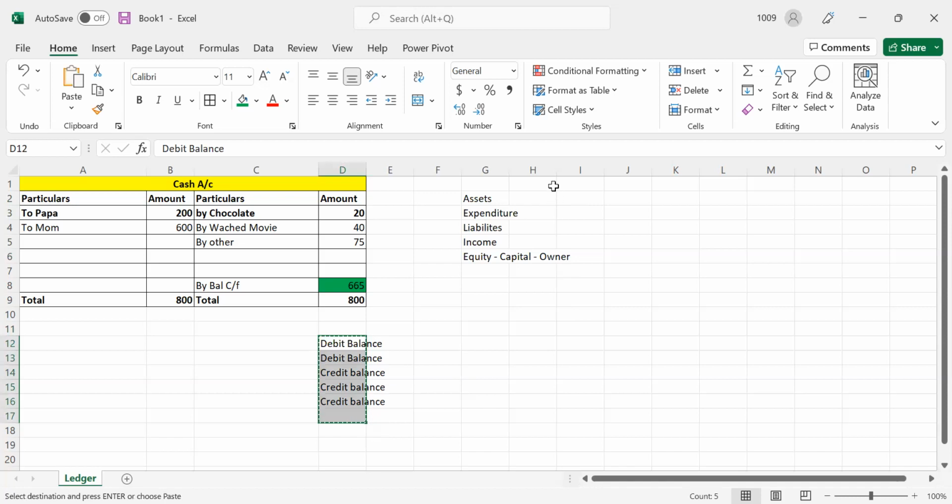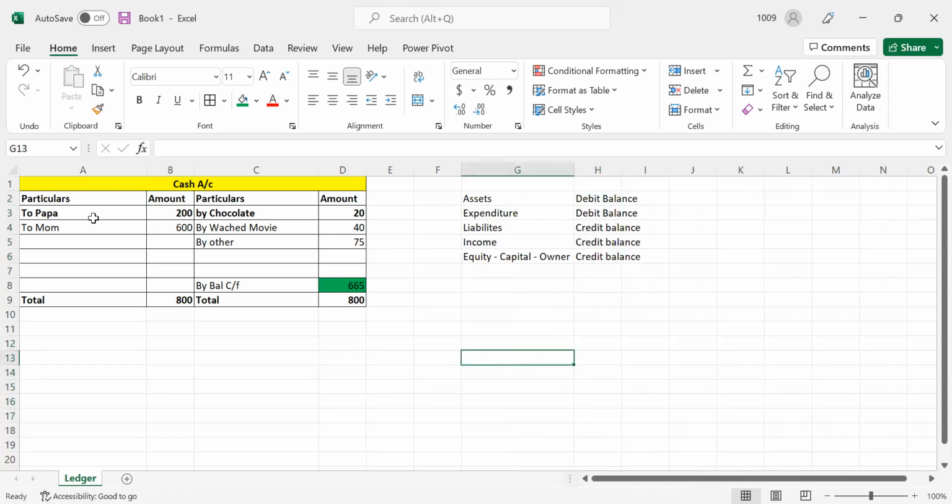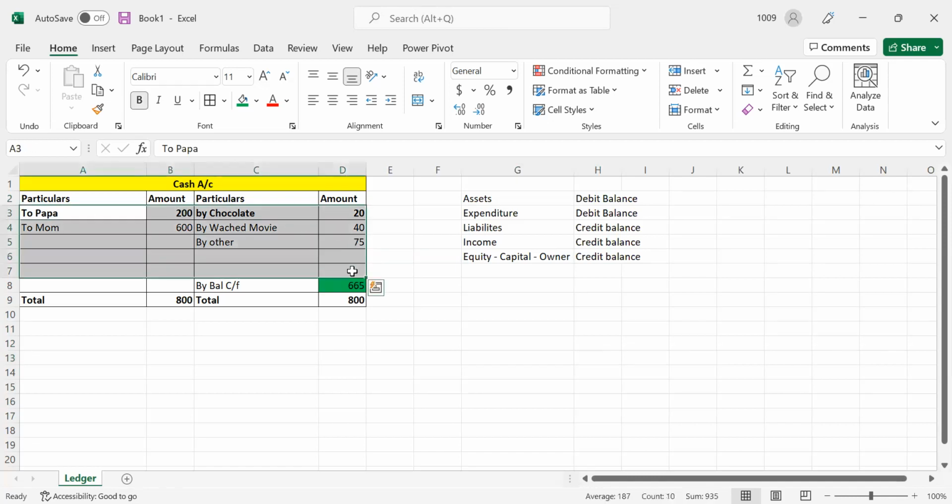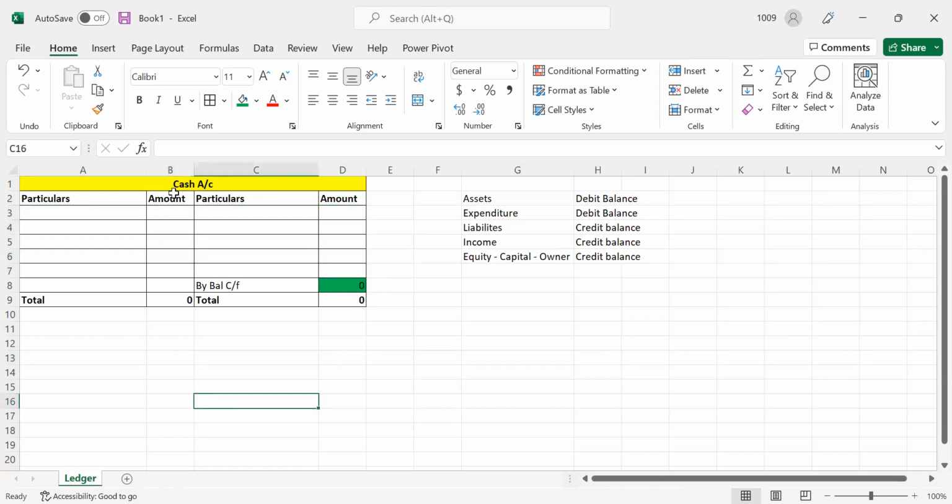I'm just going to copy and paste over here on the right side of this. And here I'm just going to delete all these figures I have deleted. Now this is the empty pro forma that you need to have. I'm repeating once again, this is the empty pro forma you need to have.